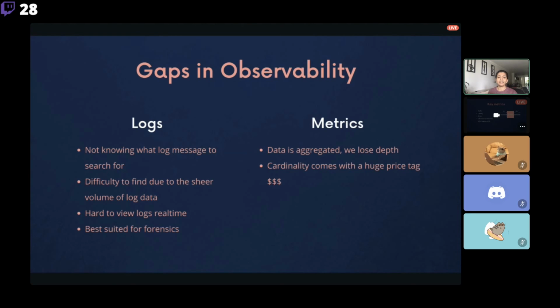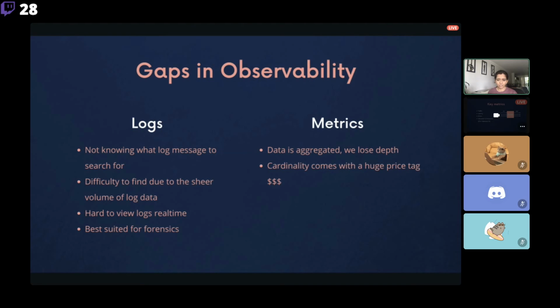And logs are great for forensics, right? Like what I did, I solved the issue. The next day, the team was able to look at the logs and find out what the problem was. So it's a great forensic measure, but it doesn't give you a live picture of what's happening with your systems. So that's how much logs could cut for you.